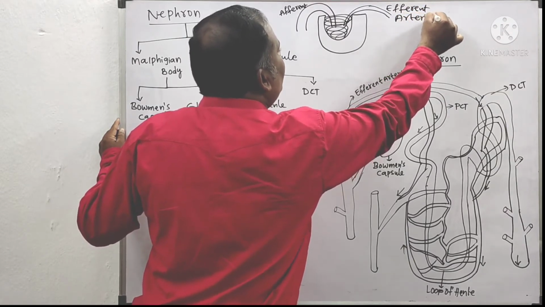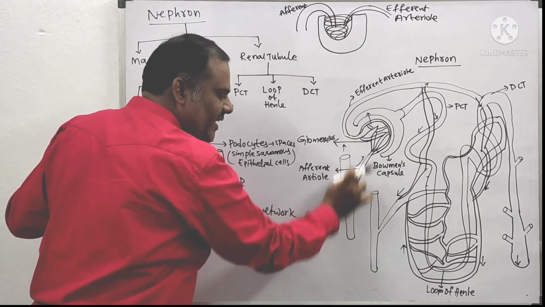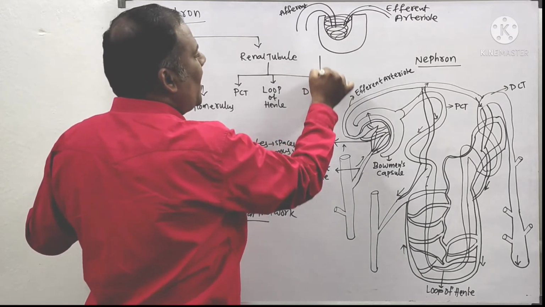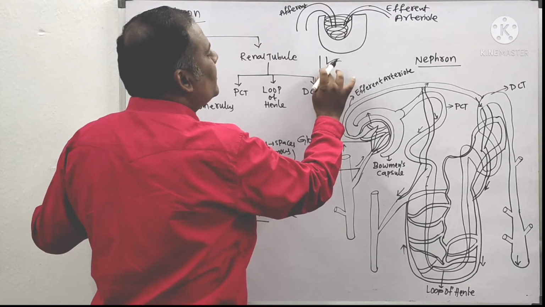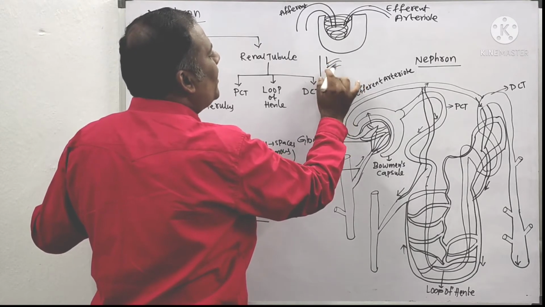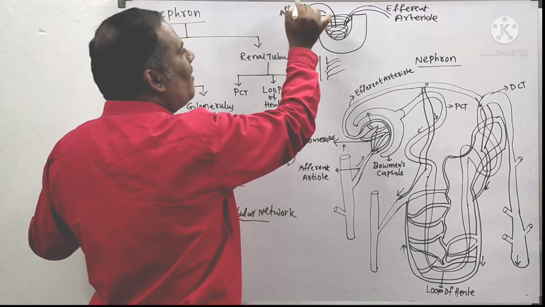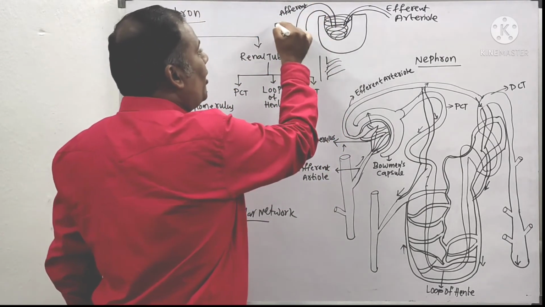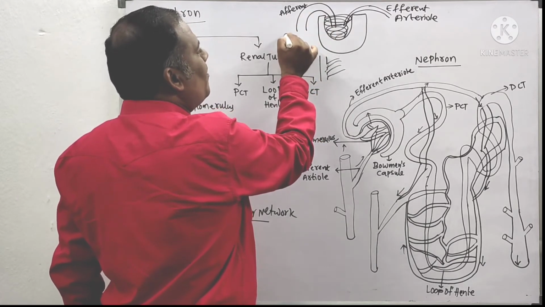Actually, this is the main artery, that is the renal artery. This renal artery divides into several arterioles, that is, several smaller structures, which are called arterioles. So one of the arterioles is the afferent arteriole. And this afferent arteriole, you see this diameter, the diameter will be more.